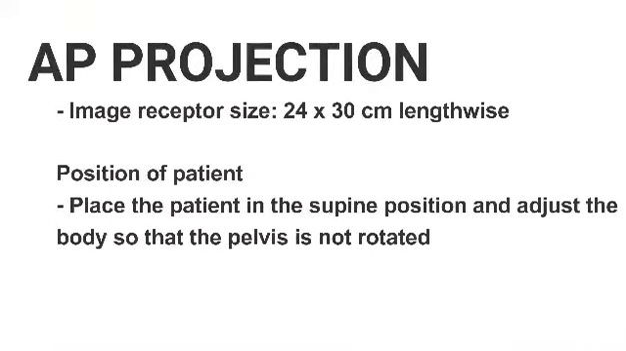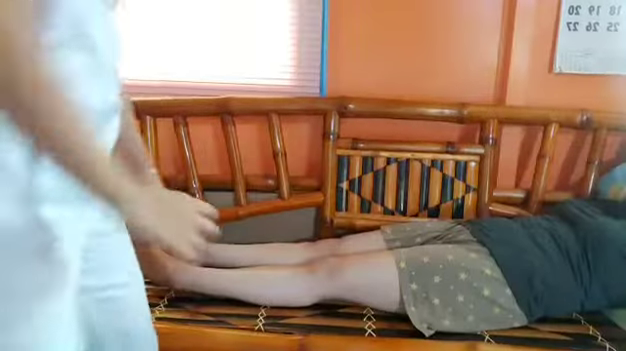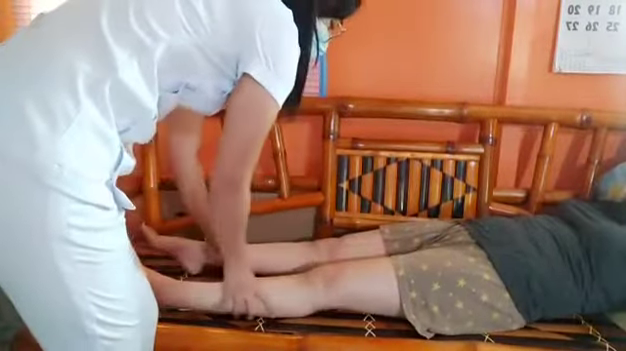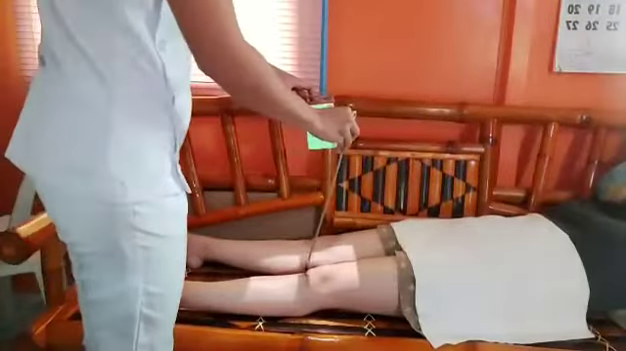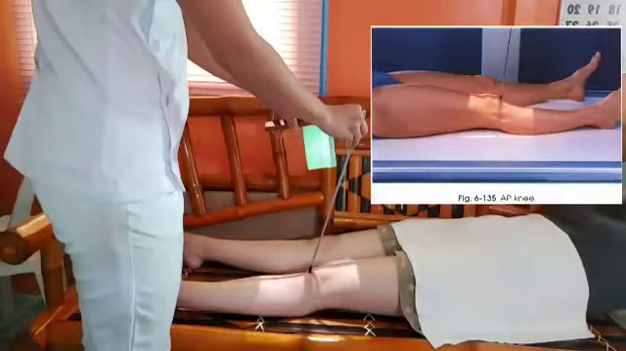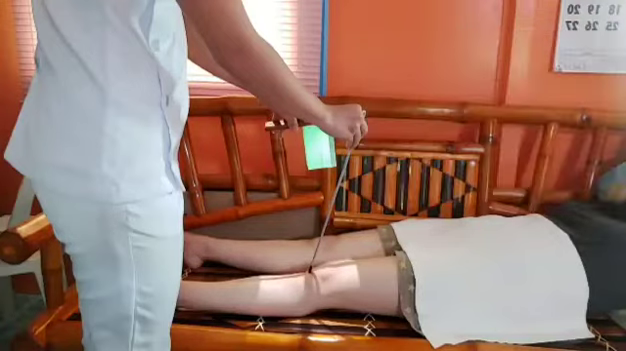Position of patient: place the patient in the supine position and adjust the body so that the pelvis is not rotated. Central ray directed to a point 1/2 inch inferior to the patellar apex. Variable depending on the measurement between the anterior superior iliac spine, or ASIS, and the tabletop.